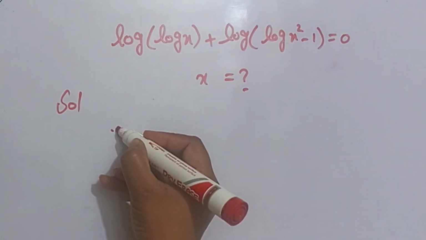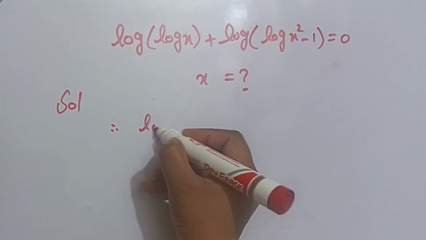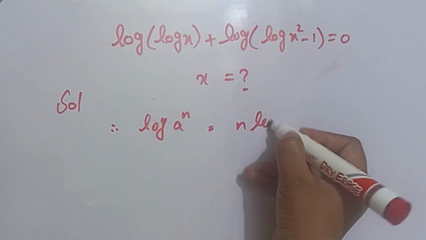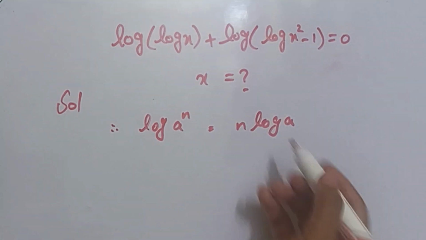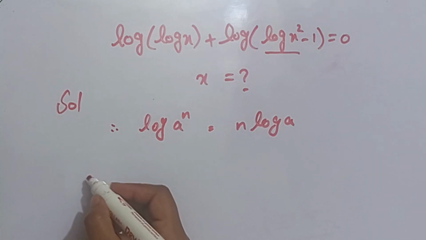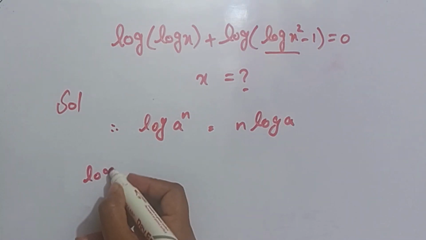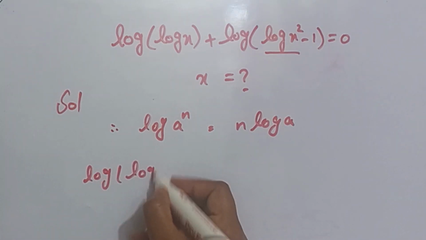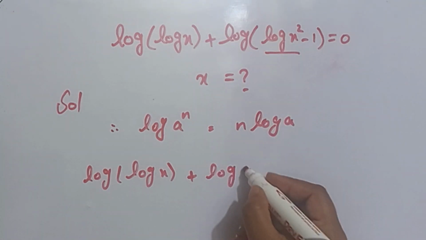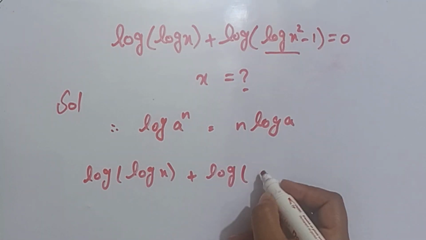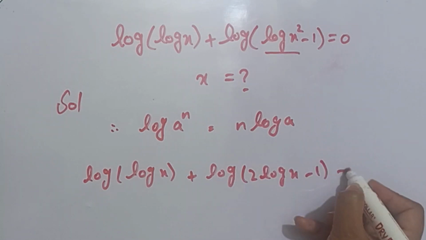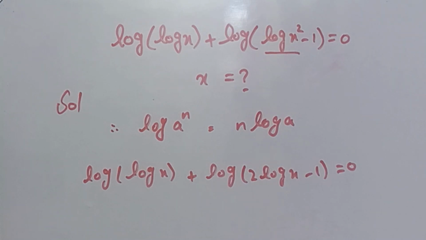So let's start. First of all, we use this property of a log: log aⁿ is equal to n times log a. We apply this property on this term, so we copy the remaining value, which is log(log x) plus log. This will become, according to this identity, 2 times log x minus 1. This is equal to 0.